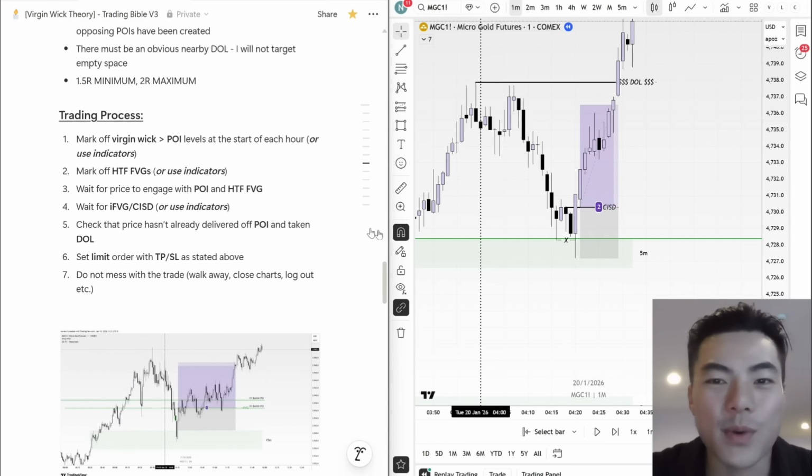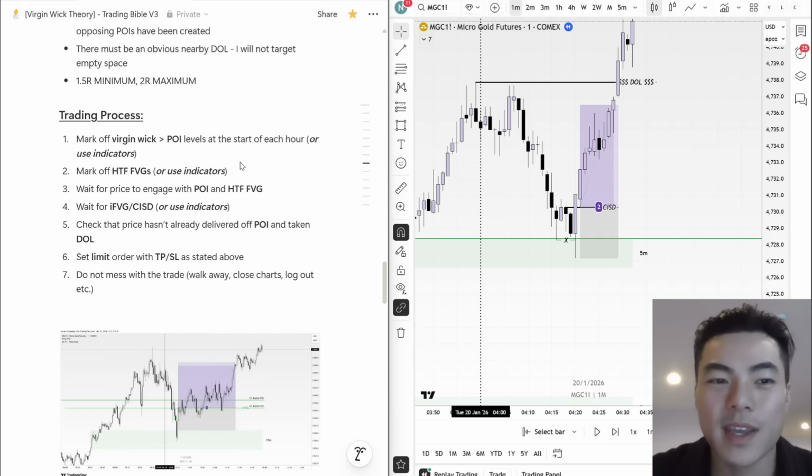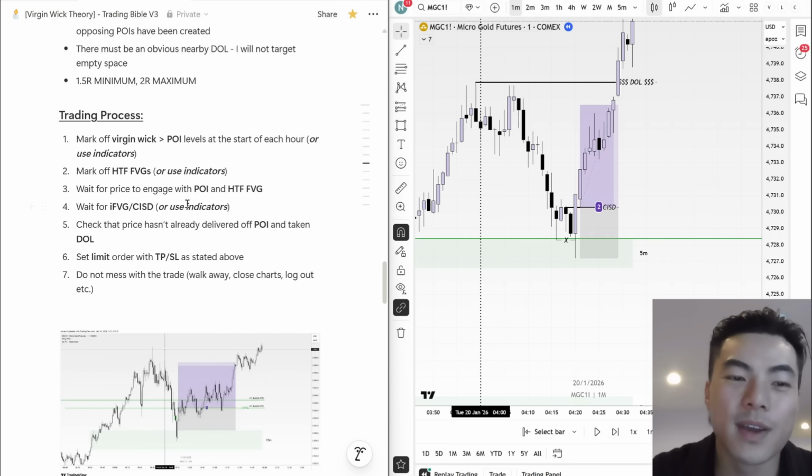Trading process, we kind of already went over that. You mark off your virgin wick to point of interest levels at the start of each hour, or you can use indicators, which I'll get into. Then you mark off your FVGs, or you can use indicators, wait for price to engage with both of those, and then you wait for your entry model and make sure the rules have not been breached. Then you set your order as stated above.